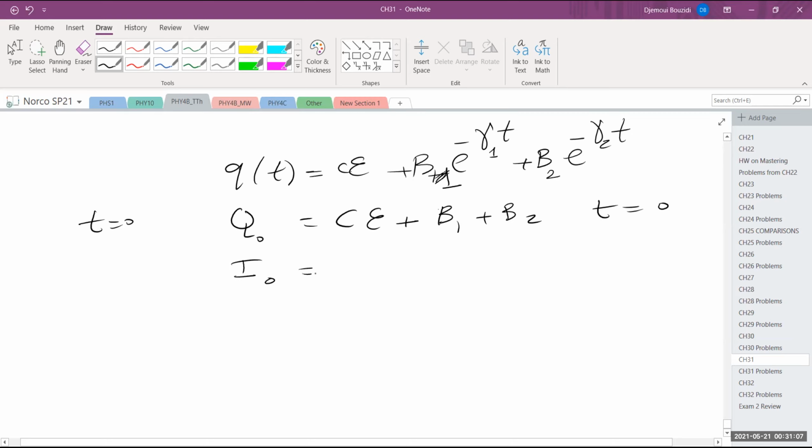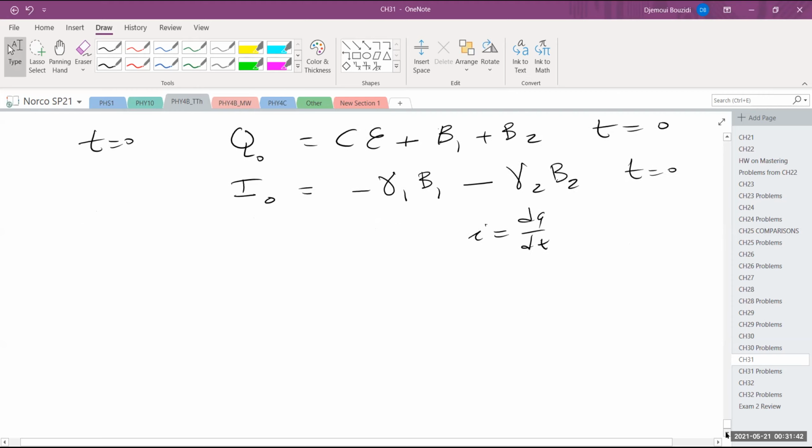I naught, on the other hand, is equal to the derivative of this expression with respect to time. So I need to take the derivative, so that drops a negative gamma 1 times b1 times the exponential of 0, which is 1, minus gamma 2 times b2 times the exponential of that thing equal to 0. So basically, this is the expression that we found, again, at t equal to 0. Remember, I is dq over dt. So I took the derivative. In doing so, I drop in negative gamma 1 and negative gamma 2. So basically, we have two equations in b1 and b2 to solve. That's all. So these are equations that we should be able to handle.